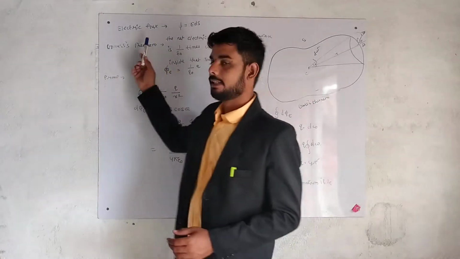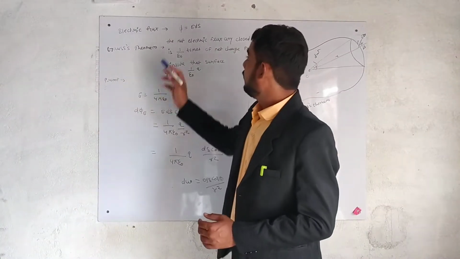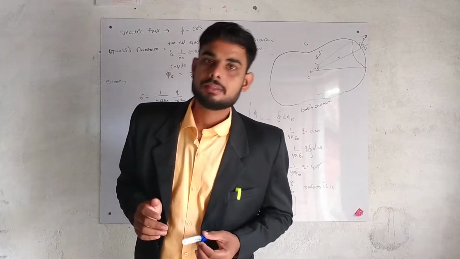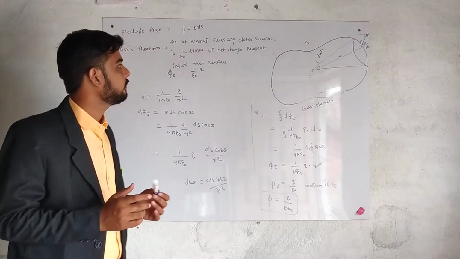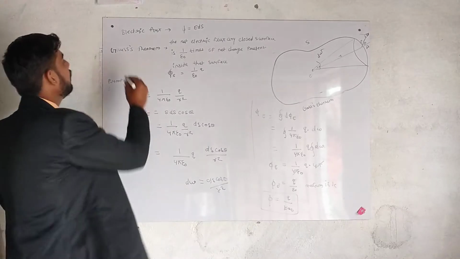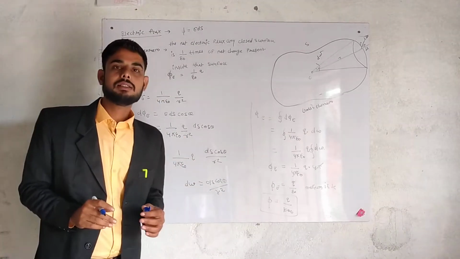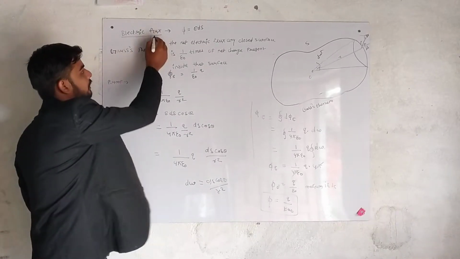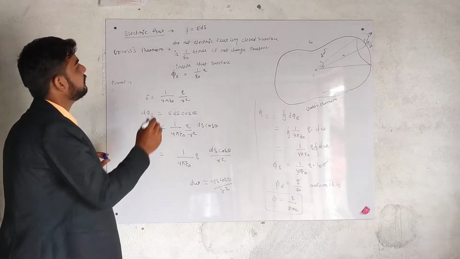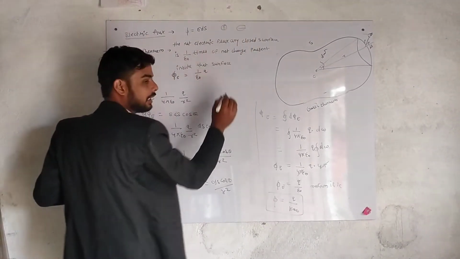Now we'll study electric flux and Gauss theorem. Electric flux is the number of electric lines of the electric field passing through a surface. Electric flux is classified into two categories: positive electric flux and negative electric flux.